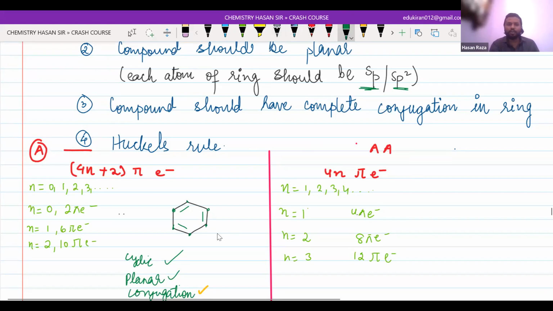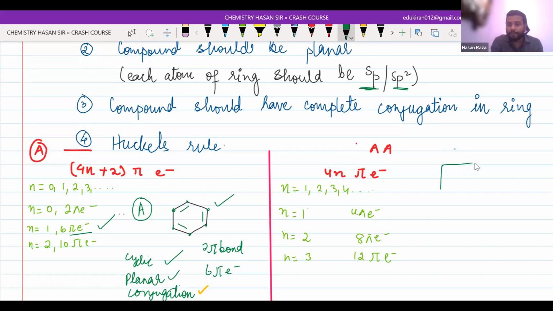Now the last one is pi electrons. How many pi bonds are in the benzene ring? 3 pi bonds. In one bond there are 2 electrons, so 3 pi bonds means 6 pi electrons, and you can see 6 pi electrons fits in this part. That's why this benzene ring is an aromatic compound. Is that clear? Remember, if any one of the four rules is violated, then it is non-aromatic.